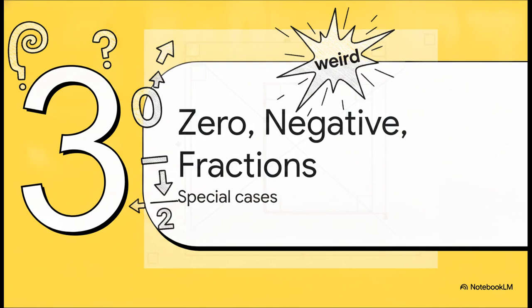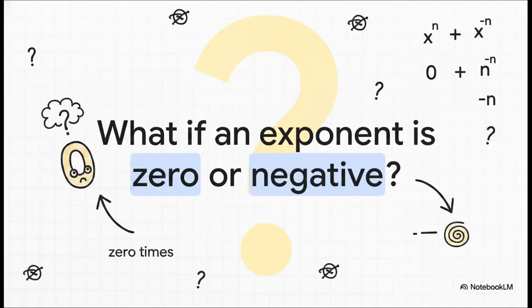Up next, Section 3, Zero, Negative, and Fractions. Time to look at some of the weird stuff. I want you to just think about this for a second. The whole definition of an exponent is how many times you multiply a number by itself, right? But how do you multiply a number by itself 0 times? Or -3 times? It sounds like a total paradox, doesn't it? Let's see how mathematical laws step in to elegantly solve this.